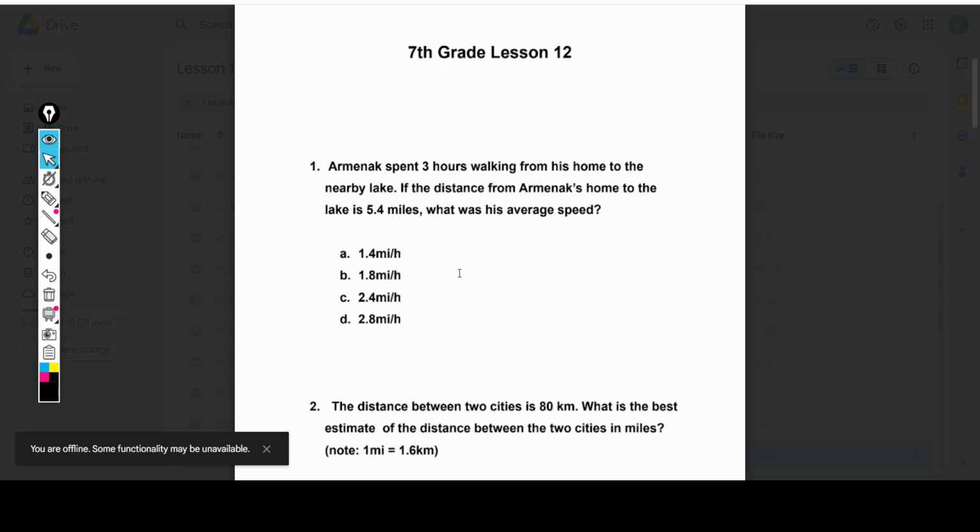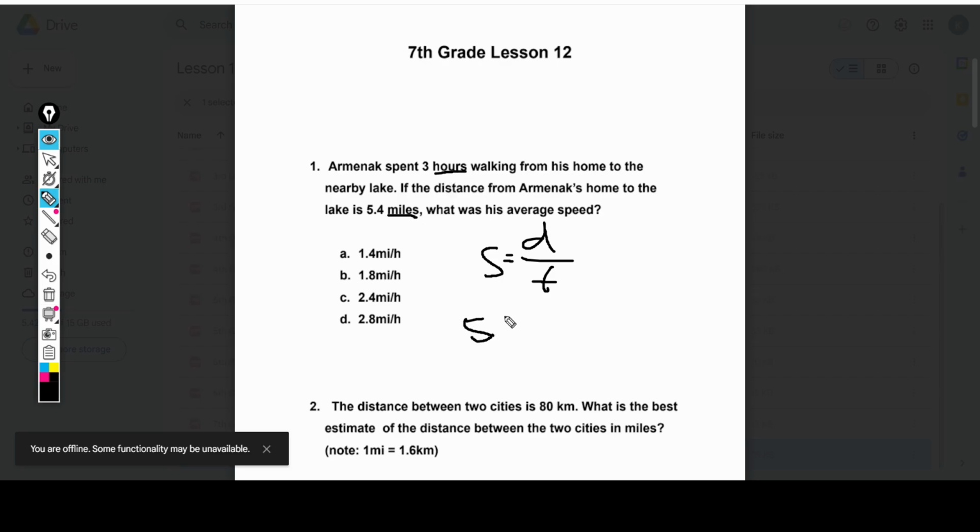So for our first problem, we have Armanak spending 3 hours walking from his home to the nearby lake. And if the distance is 5.4 miles, then what is his average speed? So speed is defined as distance over time. And you can kind of figure that out by looking at speed. It's miles per hour, so it makes sense that we get miles and we divide by hours.